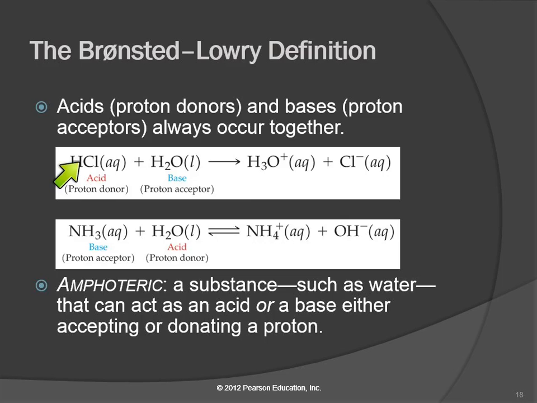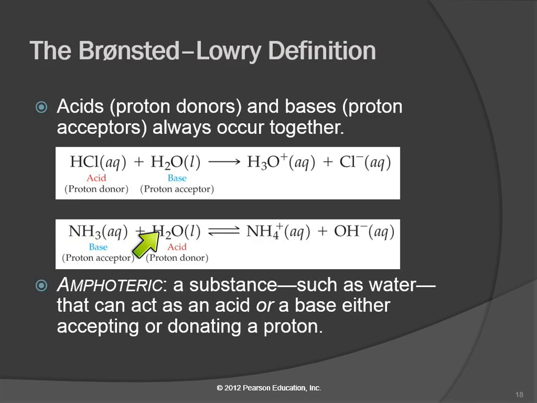So here HCl is the acid. It's donating a proton to the water. We add H+ to water, we get H3O+. We subtract H+ from HCl and we're left with Cl−. So this is the acid, that's the base.